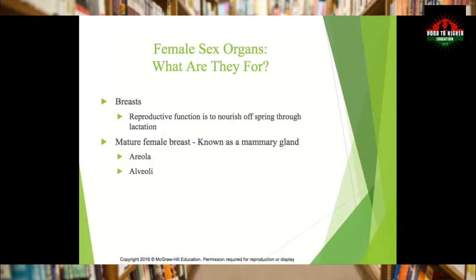Now, breasts. Female sex organs further explain what breasts are for. The reproductive function is to nourish offspring through lactation, right? They surge as sex hormones increase during adolescence. The female breast begins to develop and enlarge around puberty, right? The reproductive function of the breast is to nourish through lactation, or milk production, right? So a mature female breast is also known as a mammary gland.